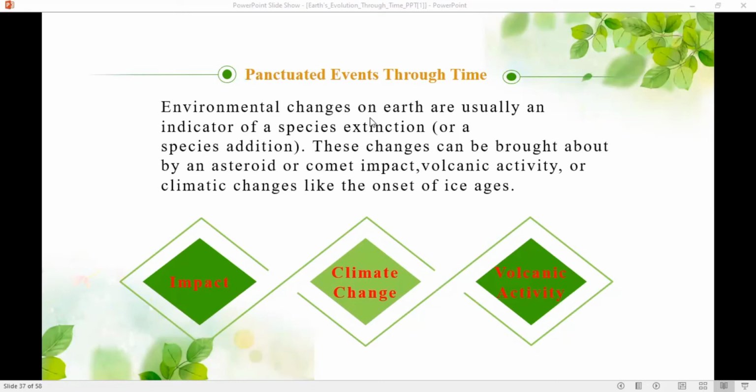Environmental changes on Earth are usually an indicator of species extinction or a species addition. When we say extinction, it's all about the dying out or the disappearing of some species. These changes can be brought about by an asteroid or comet impact, volcanic activity, or climatic changes like the onset of ice ages.